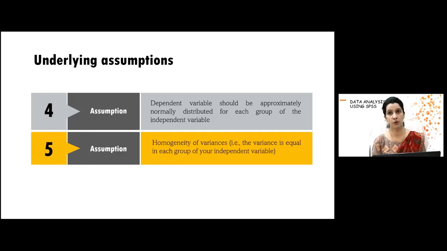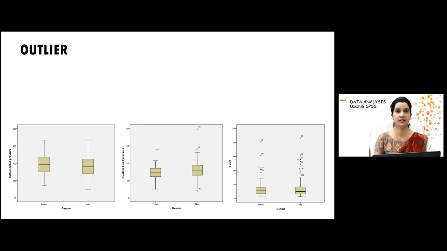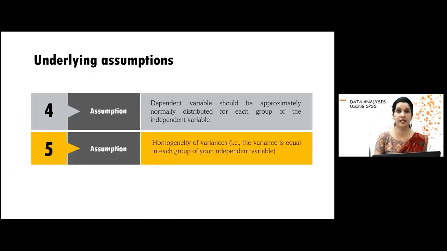And there is one more assumption, that the homogeneity of variance should be equal. I will explain what this homogeneity of variance is. This says that the variance in both the groups of the independent variable should be the same. So this is again the same concept, and again the concept that there should not be any significant outlier. That is not listed here, but that is the sixth assumption.